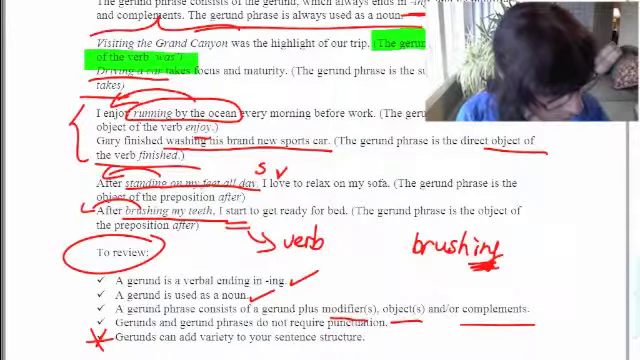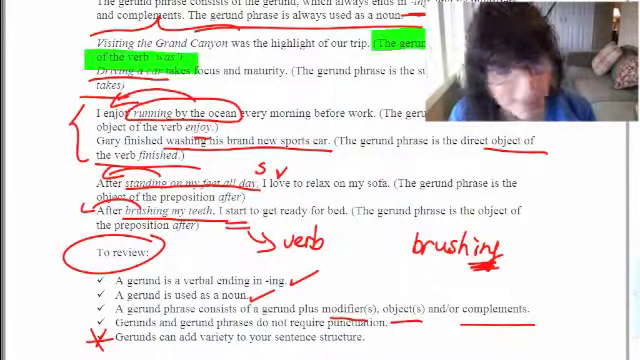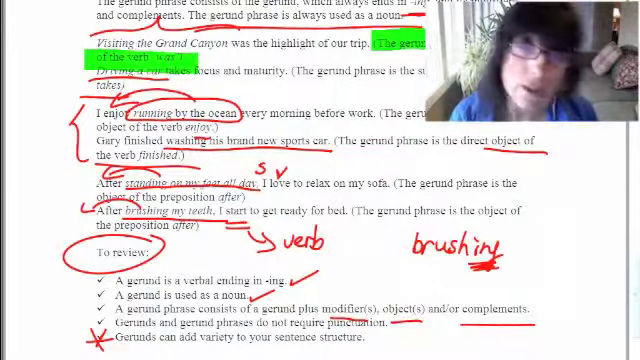And why on earth do we need to know what a gerund is, you might say? Gerunds add variety to your sentence structure. So feel free, please, to contact me. I know the rules are a little bit hard. Understanding infinitives, participles, and gerunds can be a little on the tricky side.